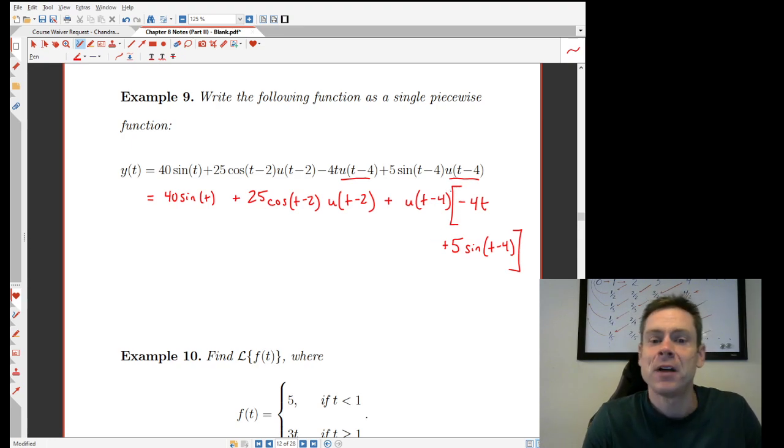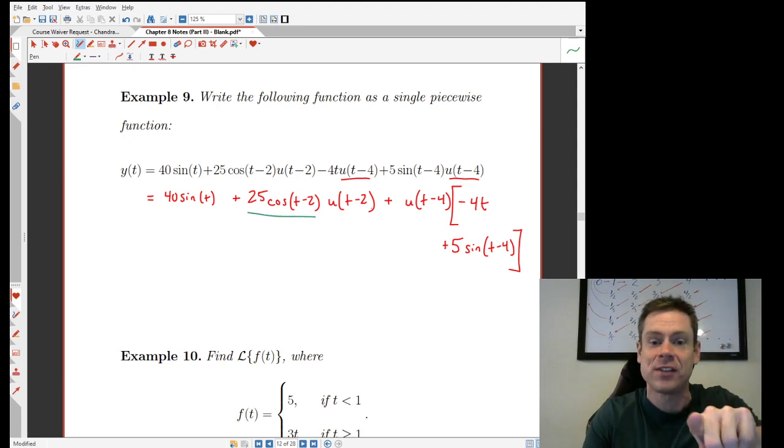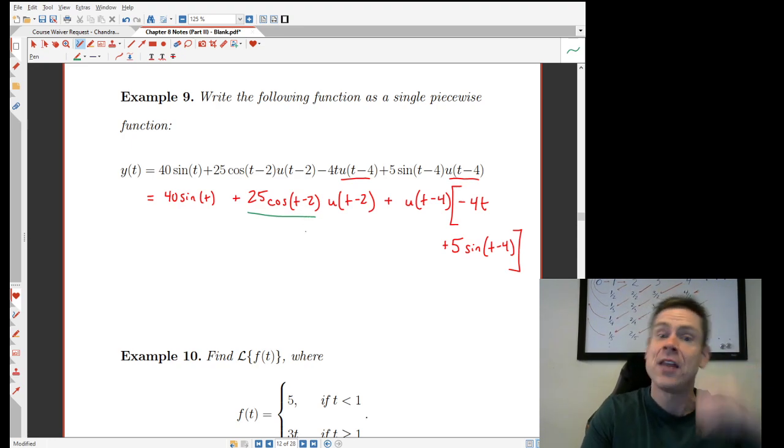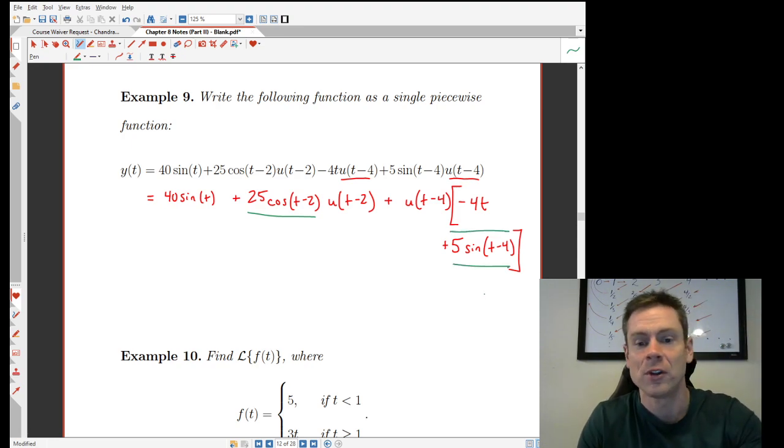But now I have the different kinds of behaviors that switch on, right? I have 40 sine t at the start. At t equals 2, 25 cos of t minus 2 is going to add to that, because this chunk is equal to 0 up until t equals 2, and then at t equals 2, this flips on, and that gets added to the 40 sine of t. And then at t equals 4, this chunk gets added to both of the previous terms.